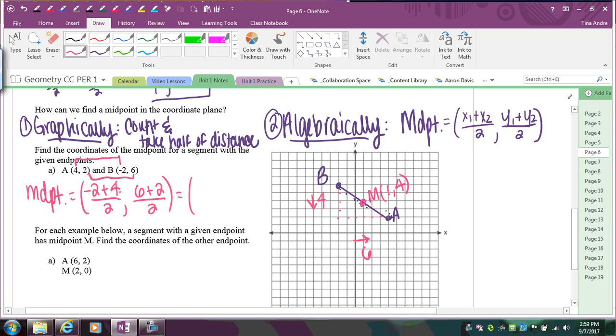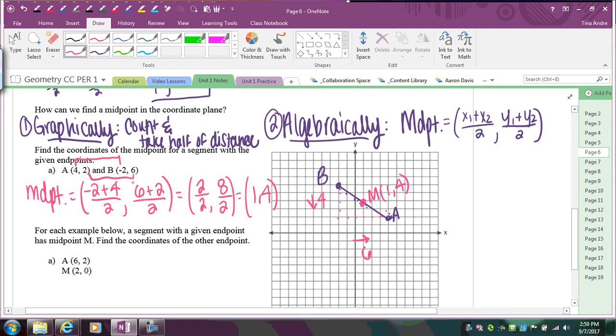So then combine like terms first, or combine the top here. So we have -2 plus 4, so it gives me 2 over 2. 6 plus 2 is 8 over 2. And then you just reduce. Notice the entire time I keep my parentheses and I keep my comma. I only reduce this side and I reduce this side. I never combine the two because it's two separate things.